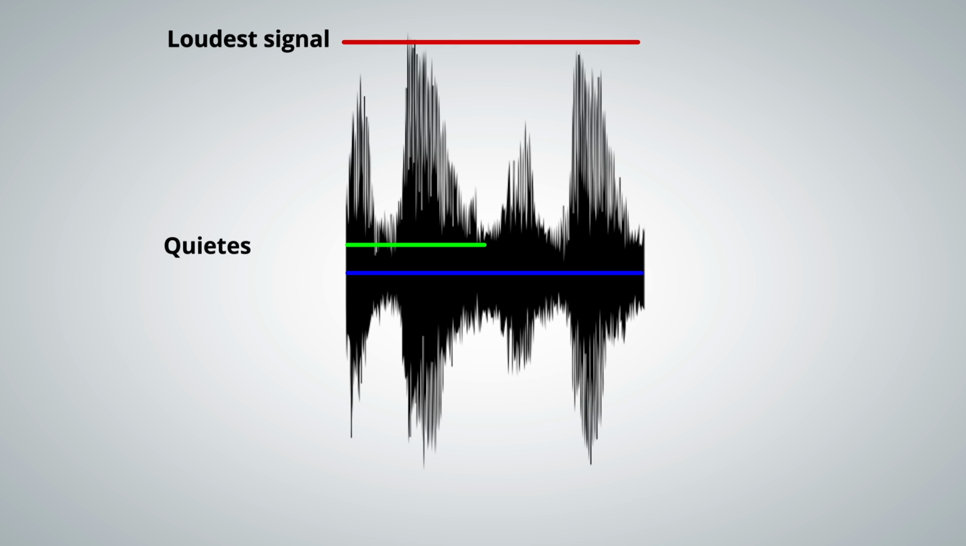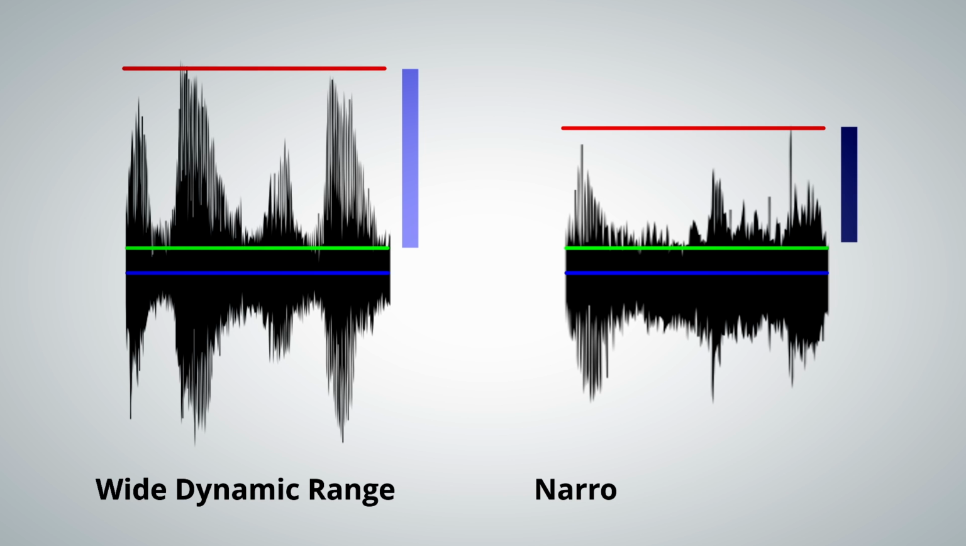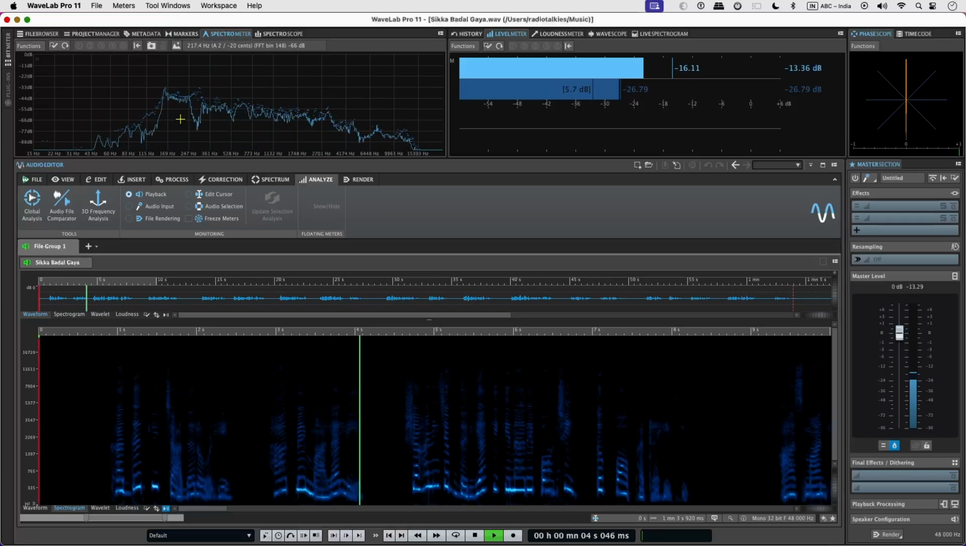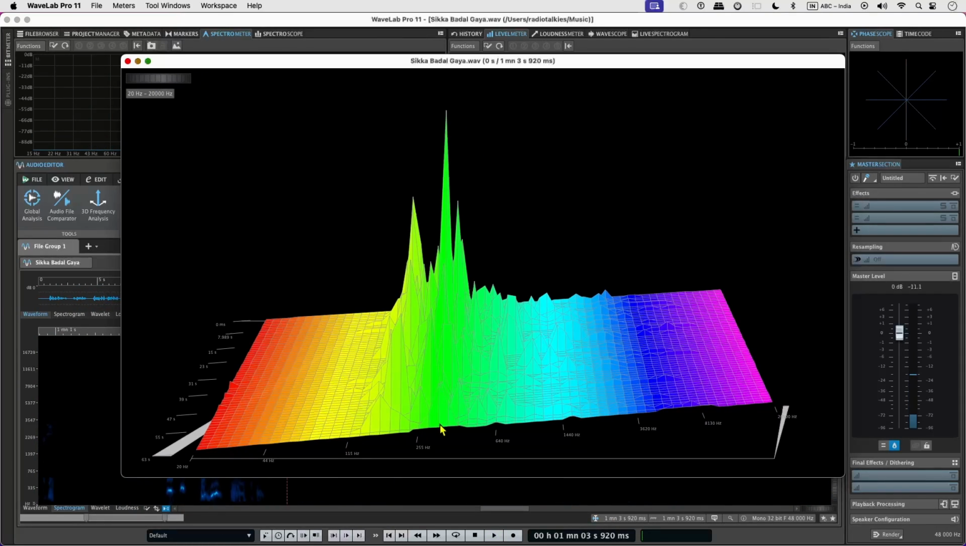When we talk about dynamic range, we are referring to the contrast between the loudest and the quietest part of the audio signal. If the difference is significant, we call it a wide dynamic range, and if it's minimal, we call it a narrow dynamic range. It's essential to manage dynamic range to ensure that all parts of the audio signal are audible and to avoid distortion and clipping caused by loud peaks.